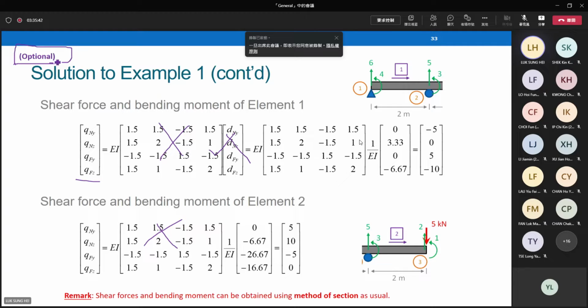That's why I put this as reference. I think it's more efficient to use the method of sections and equilibrium to find shear and moment. But to complete the story, I also give you some examples here to see how to use the matrix equations. But it's not important, right? Not important.